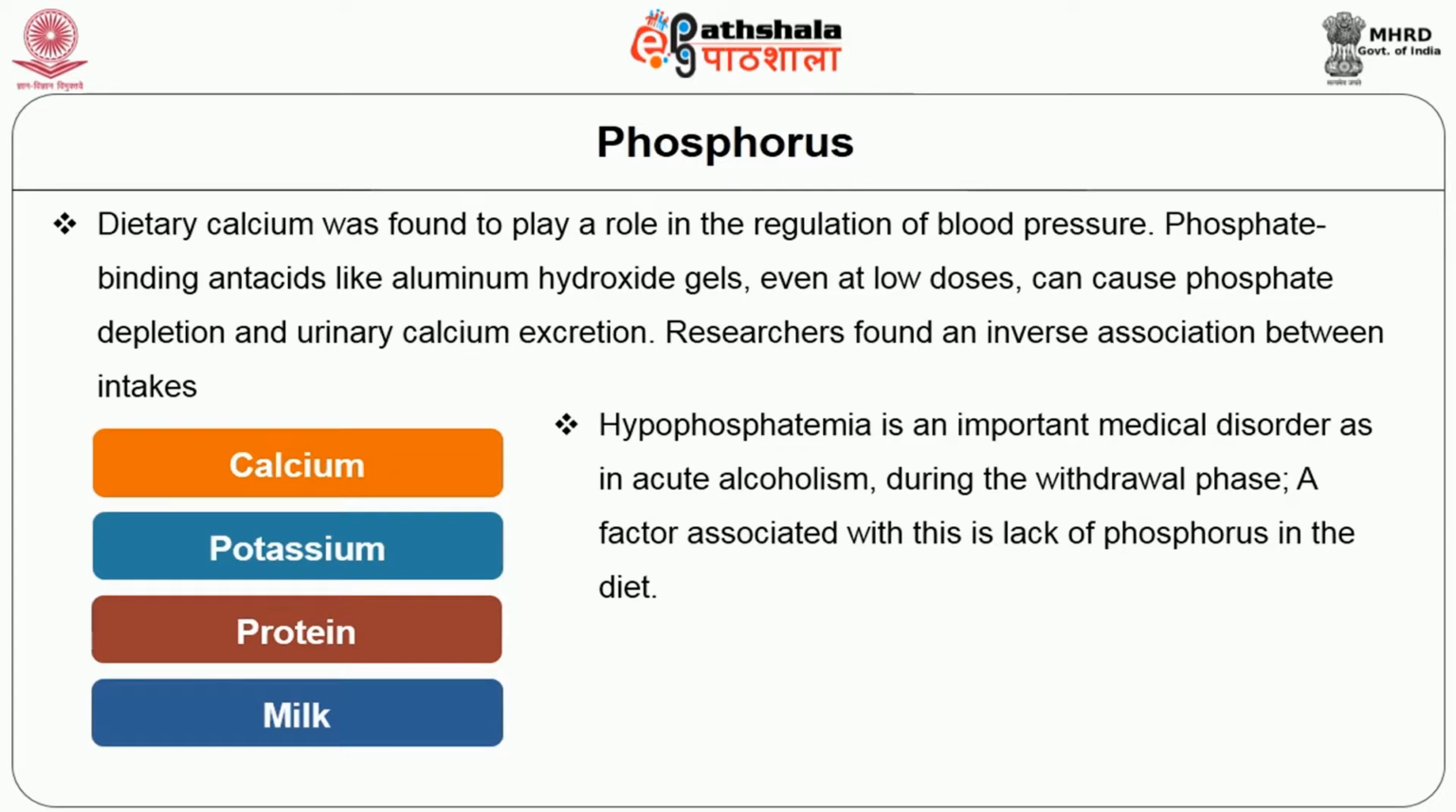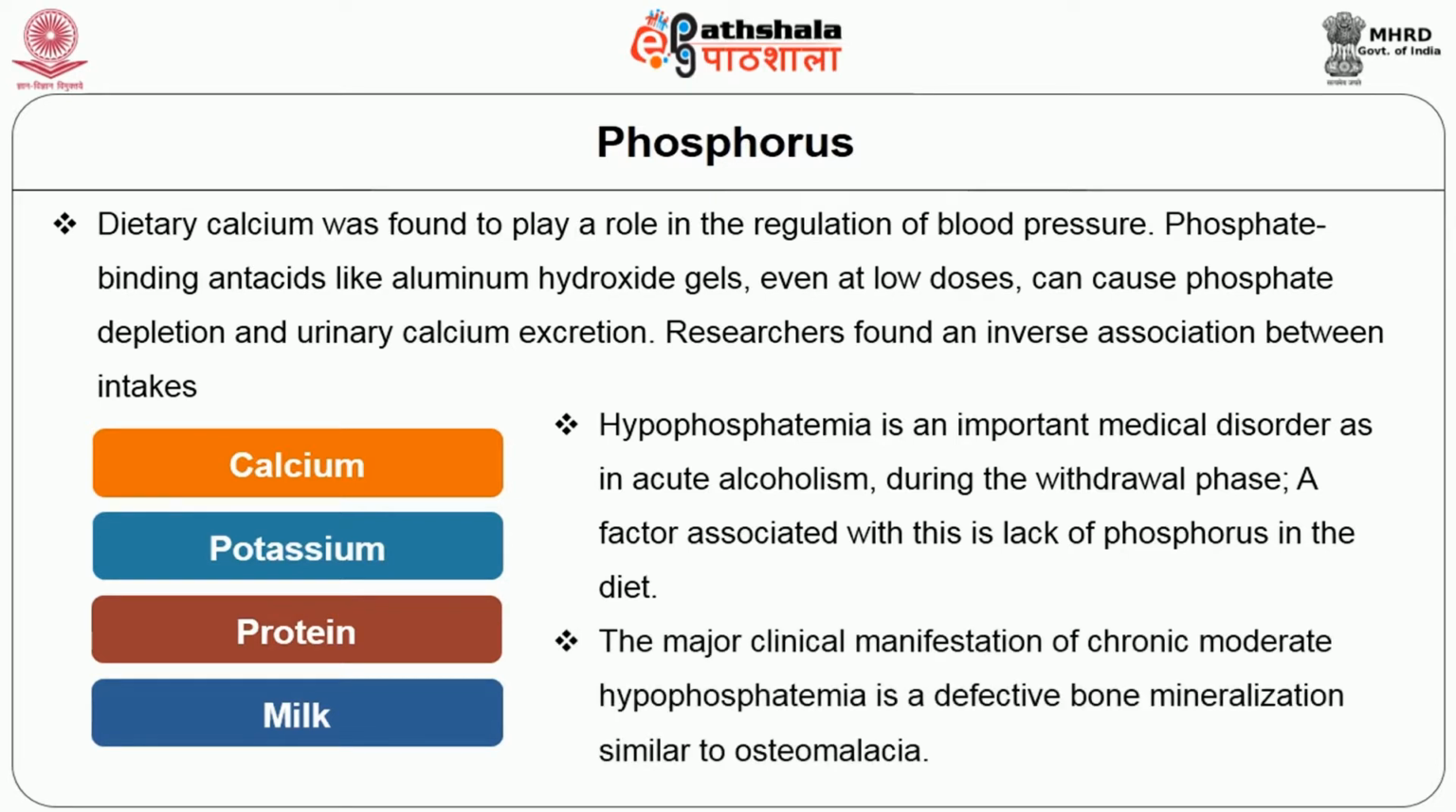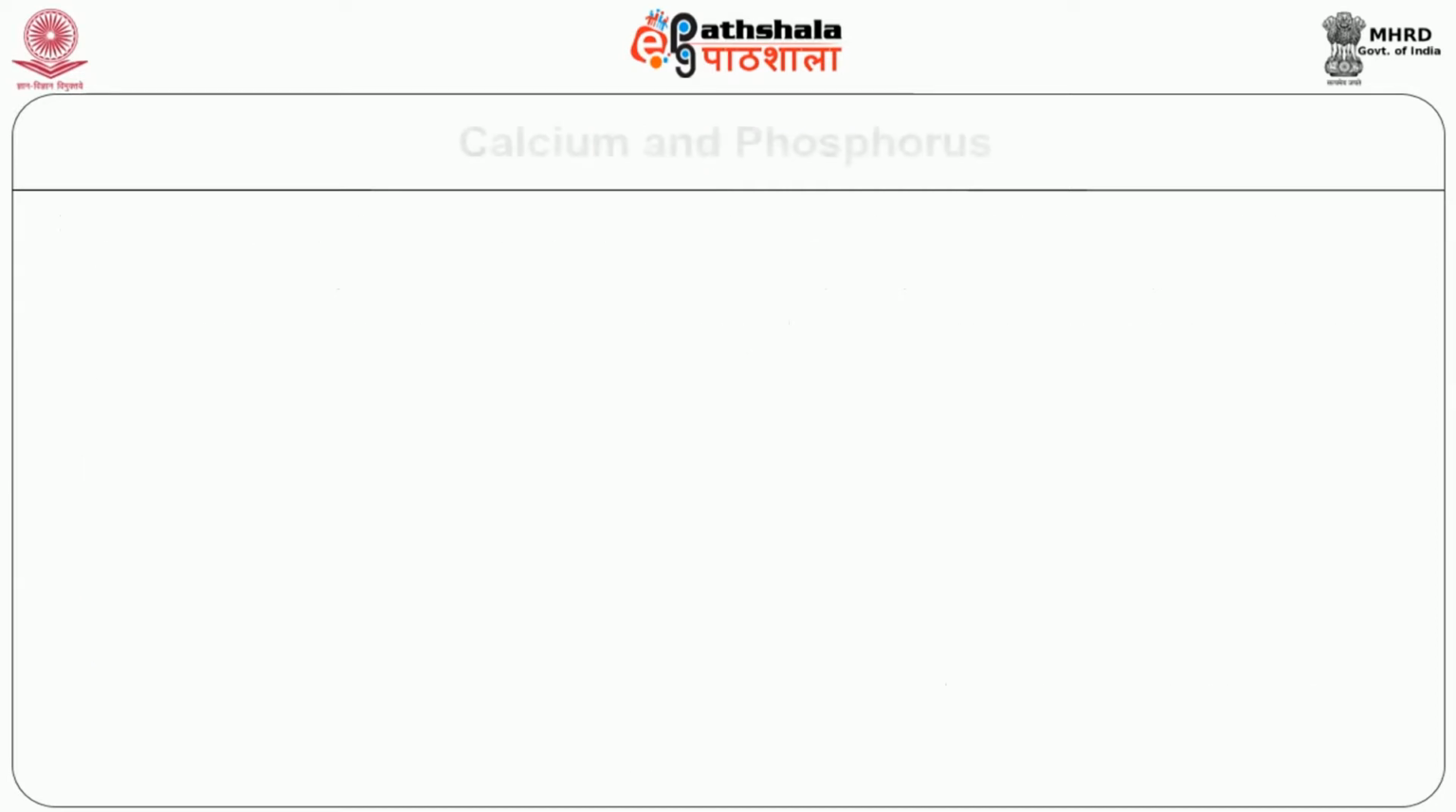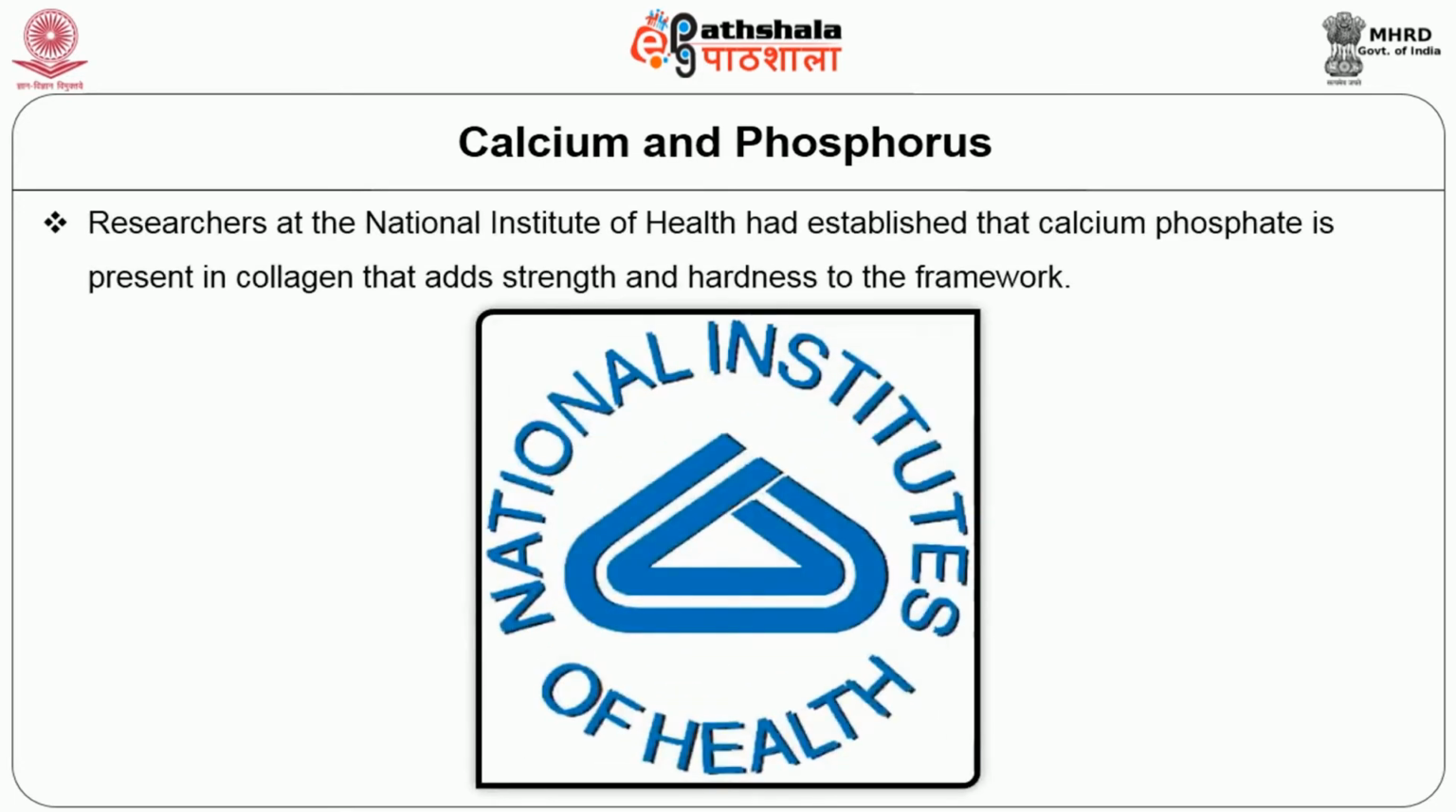Hypophosphatemia is an important medical disorder, as in acute alcoholism during the withdrawal phase. A factor associated with this is lack of phosphorus in the diet. The major clinical manifestation of chronic moderate hypophosphatemia is a defective bone mineralization similar to osteomalacia. Calcium and phosphorus. Researchers at the National Institute of Health had established that calcium phosphate is present in collagen that adds strength and hardness to the framework.